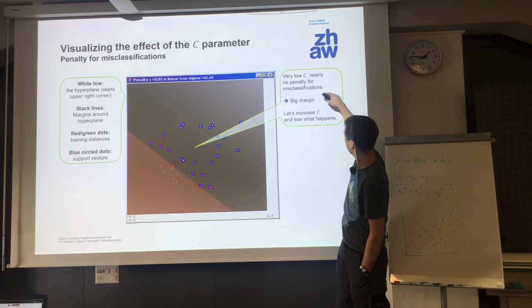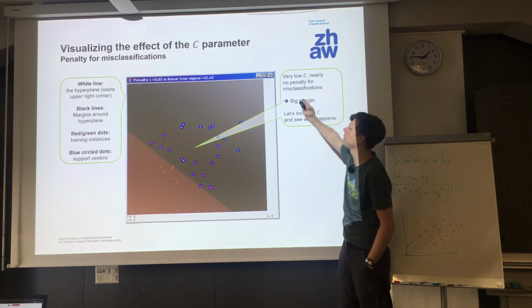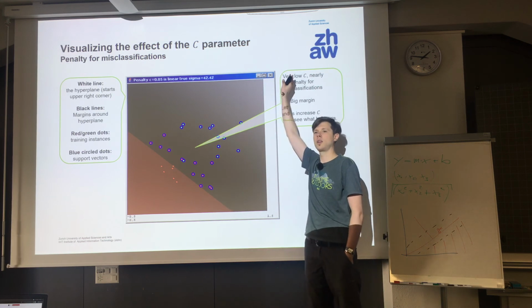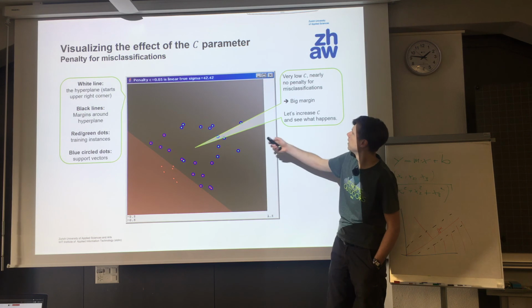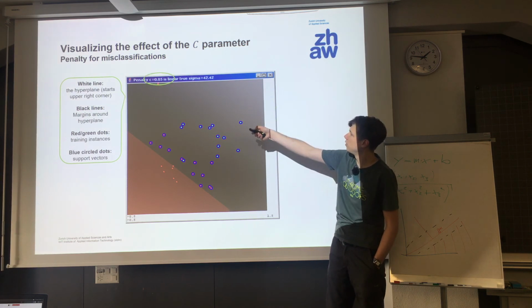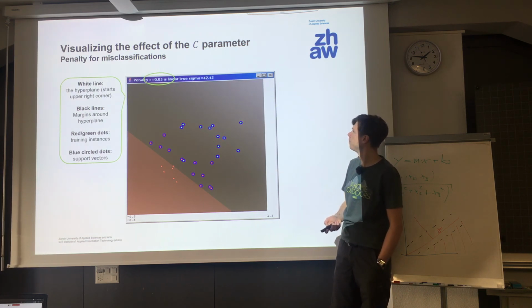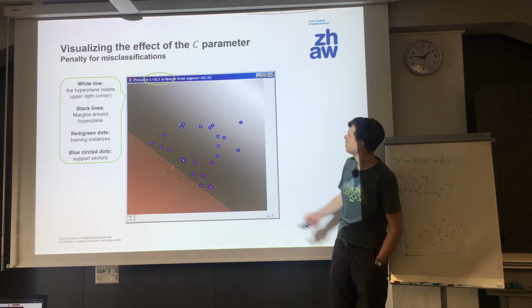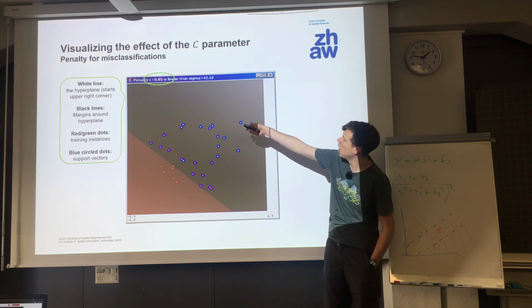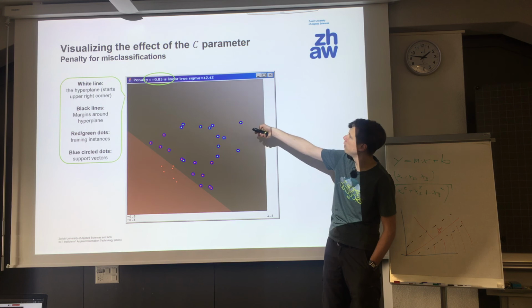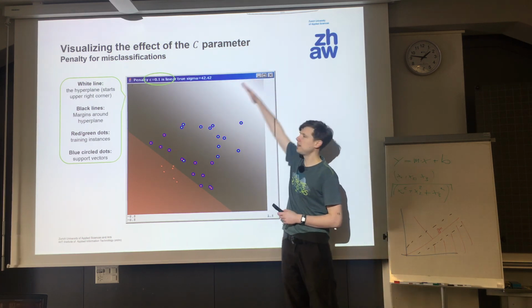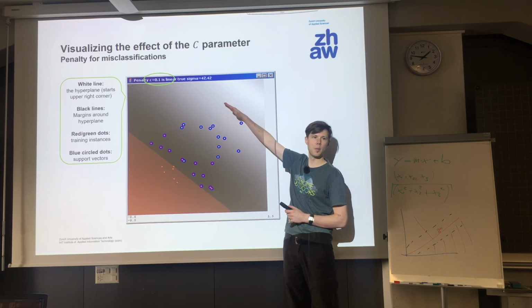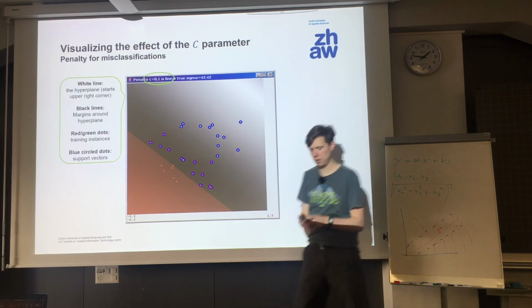The low C means a low penalty for misclassification, which means we have a gigantic margin. Yes, exactly. That's true. So let's increase the C. You saw what happened? We came from 0.05, we doubled it basically. And you see the white line, the hyperplane, comes down nearer to the data.